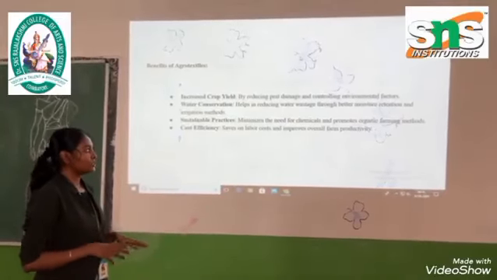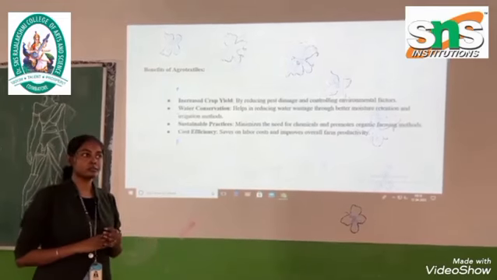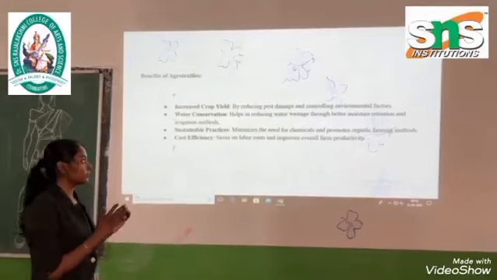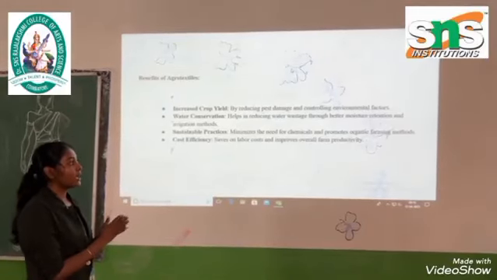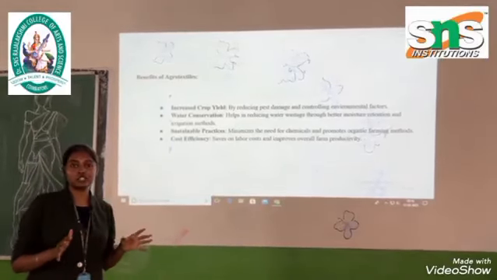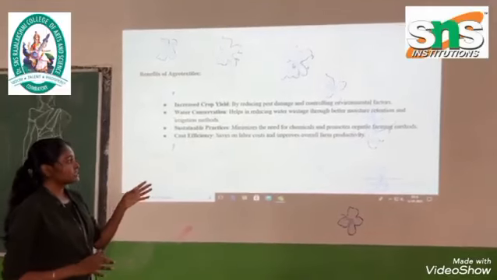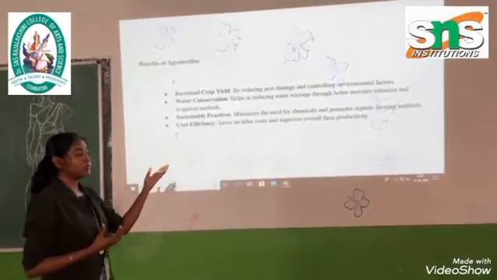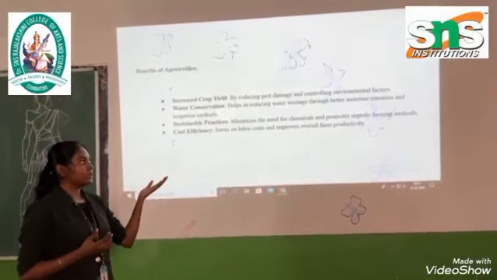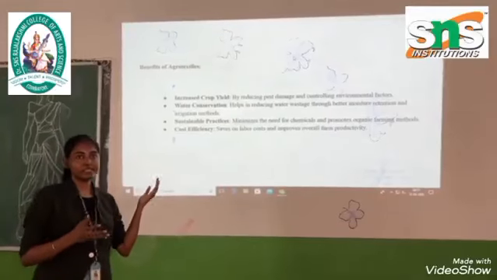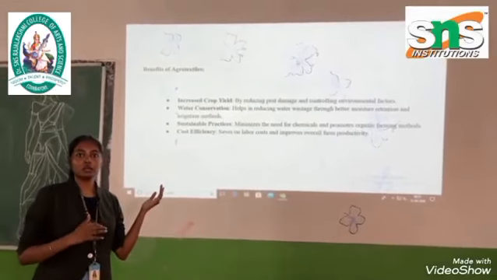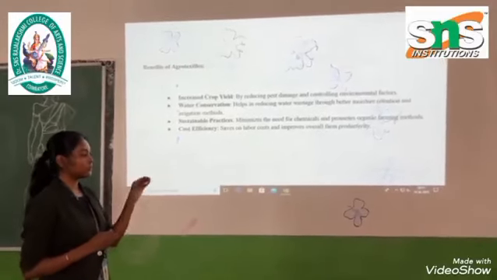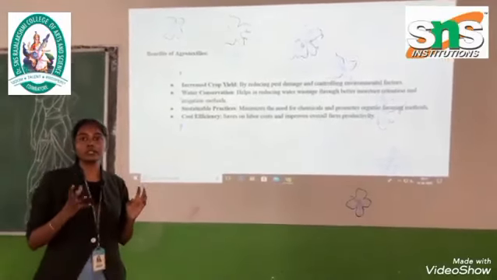The next one is water wastage. By using mulch films or irrigation tapes, we can reduce water wastage and still retain the moisture in the soil. We can minimize the need for chemicals and promote organic farming, using sustainable practices. While reducing the usage of pesticides or herbicides, we can go for sustainable practice, and it will help to improve soil protection.